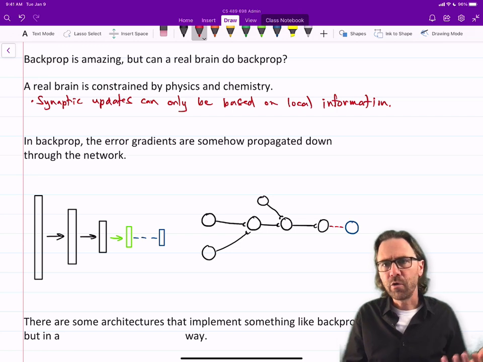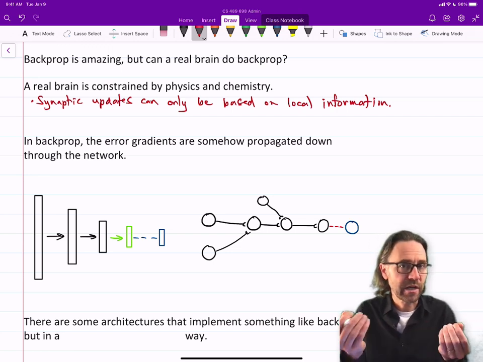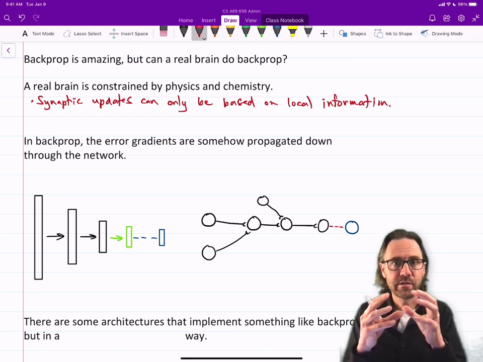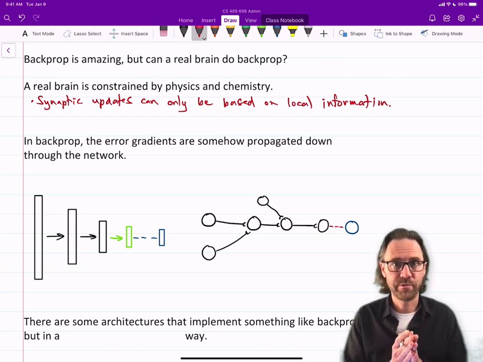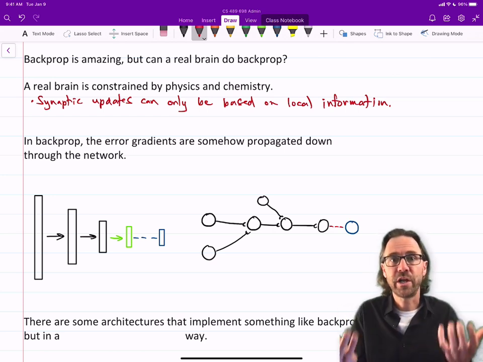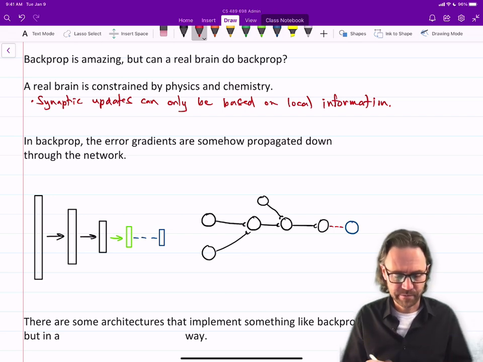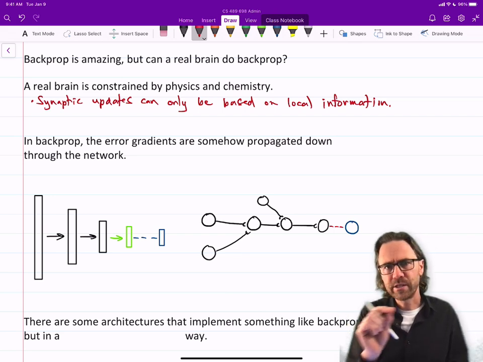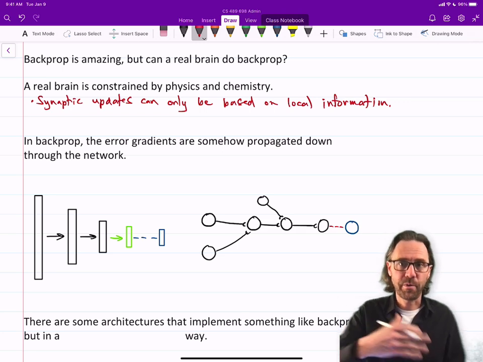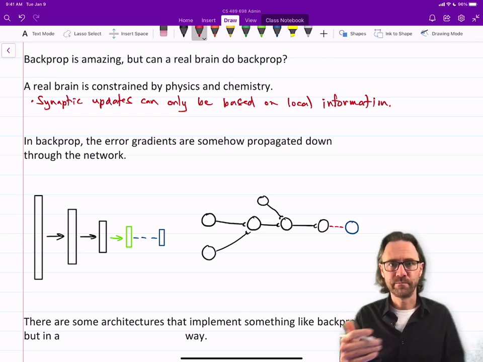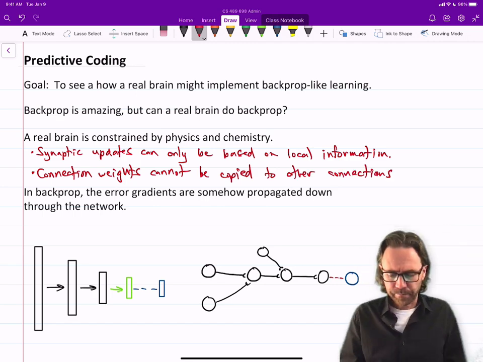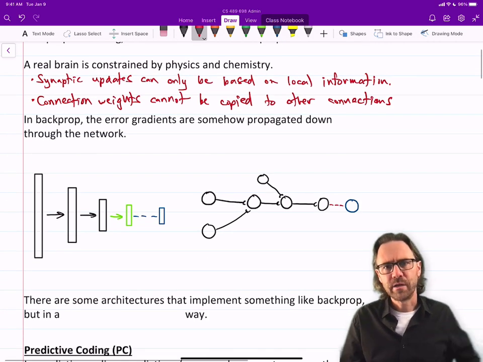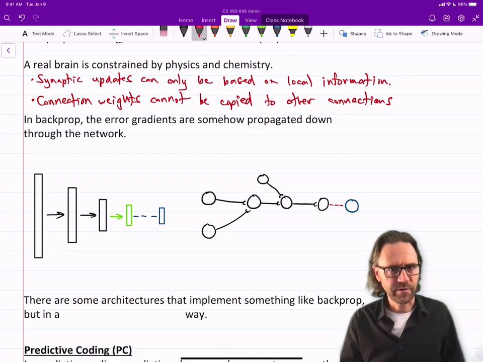That means each neuron, each connection, each synapse can only use information in its local neighborhood to drive its changes, to change its state. Also, in a real brain, connection weights cannot be copied from other parts of the network. So let's look at some specifics here.